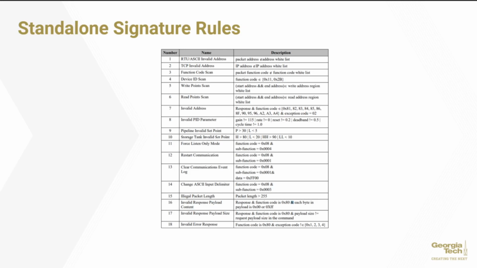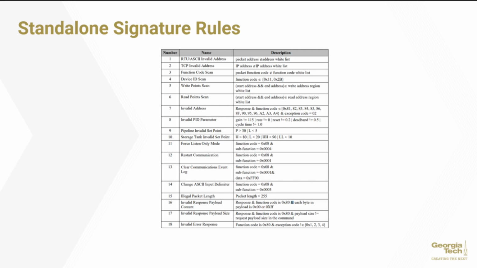Here we see the list of the standalone signature rules that have been presented in the paper. Even though the list of the attacks provided in this presentation is limited, the signature rule set that I am showing here has all the standalone signature rules described in the paper. So anyone can implement any of these rules on a SNORT system and simulate the behavior to validate the results presented here.